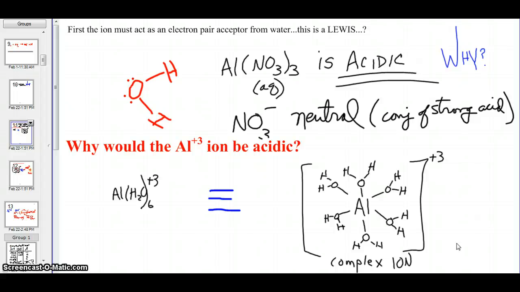Number one, each of these bonds to the aluminum is an oxygen-aluminum bond. And in each case, the water supplies the electrons that are bonded to aluminum. Oftentimes with this kind of complex ion, you have a number of water molecules, and the water molecules in this case are actually called ligands.